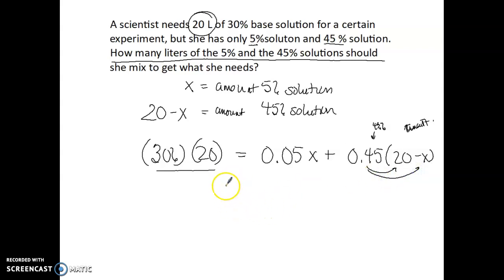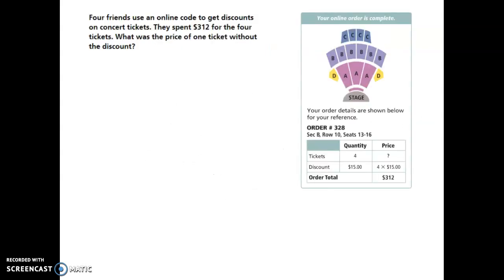All right, so once you've set up this equation, again, you have to distribute. You're going to have to combine like terms. You should get x is equal to 7.5 liters. And that's going to be the amount of the 5% solution. So then you can find the amount of 45%. Once you've got it set up, you should be able to solve these. They might not always be solutions, but they'll always have in the last statement what you're looking for.